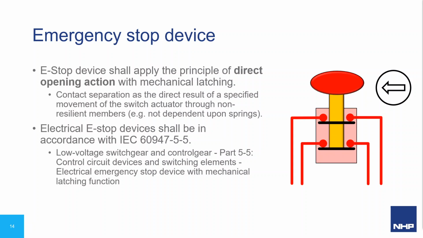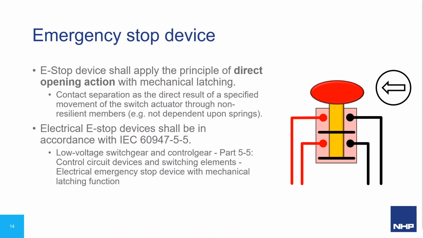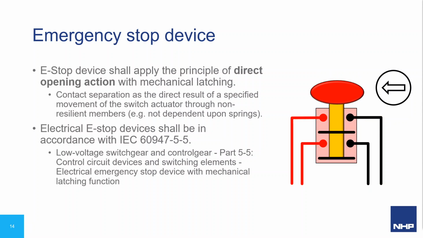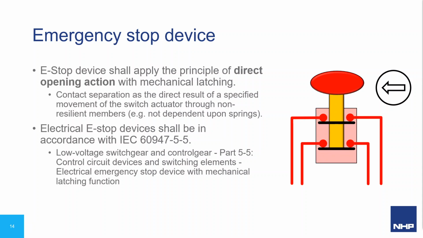The e-stop device shall use direct opening action with mechanical latching. What this means is that firstly, the contacts are normally closed and the physical force of pushing the operator must force the contacts open. It cannot rely on non-resilient or non-rigid parts to open the contacts, like springs. This ensures that if the contacts are stuck closed due to tack welding or oxidation or similar, the force of you pushing that button forces them open regardless.